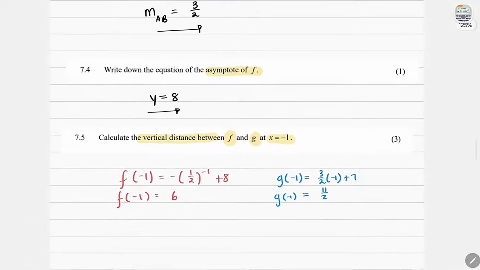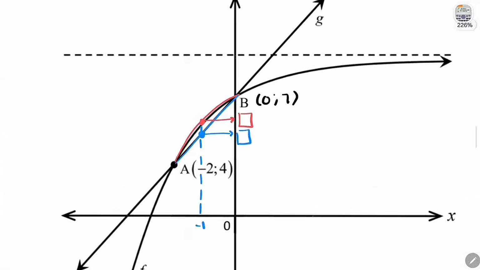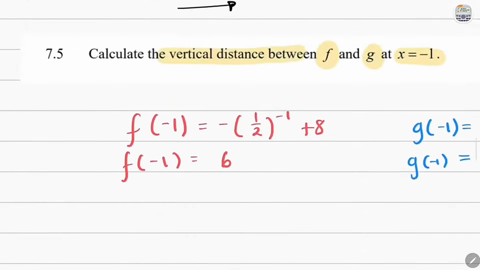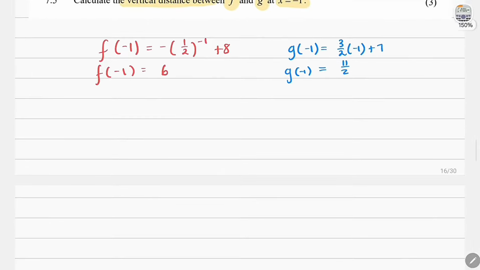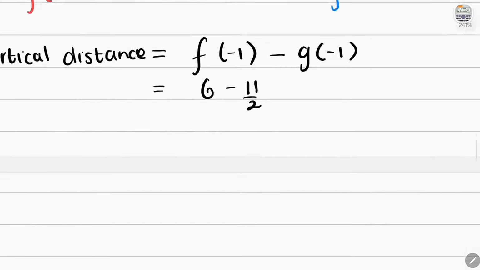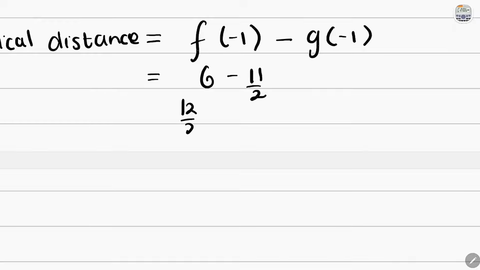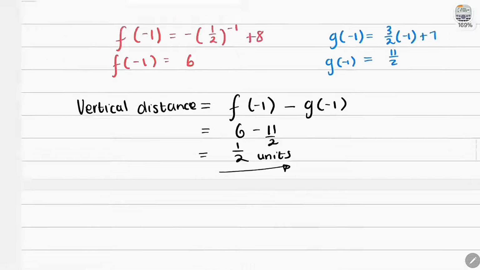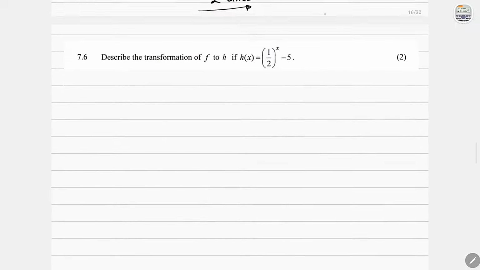All we're saying is, because we can see that the graph of f, the red graph, is above the graph of g at this point, we're just saying the y value of f minus the y value of g, and that will give us the vertical distance. So vertical distance equals f of -1 minus g of -1, and that is just 6 minus 11 over 2. We can rewrite 6 as 12 over 2 minus 11 over 2, which is 1 over 2. So our answer is 1/2 units. And that is it for this question. That is the vertical distance.